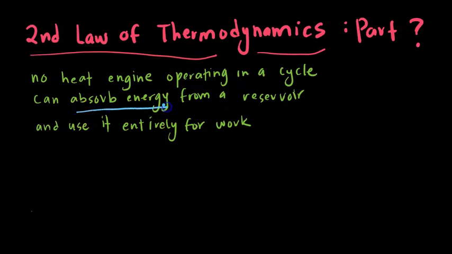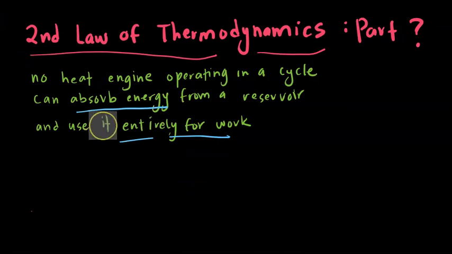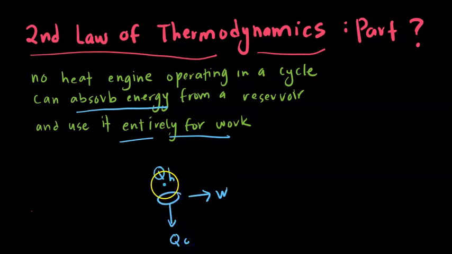reservoir. So this is your QH, right? Can absorb energy from a reservoir and use it entirely for work. Use it entirely. What did I tell you? When we have some food, some of it becomes work, some of it becomes poop, right? The same case here. When we absorb a certain amount of QH, not all of the QH becomes work energy. Not all of it becomes work. Some of it becomes QC. So this is what the second law of thermodynamics states.